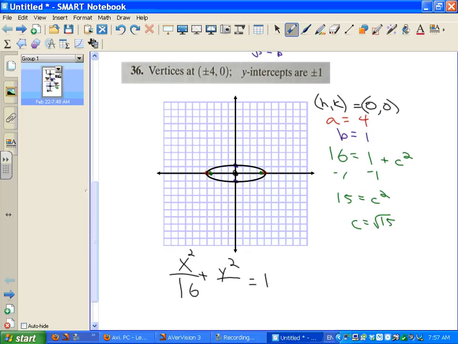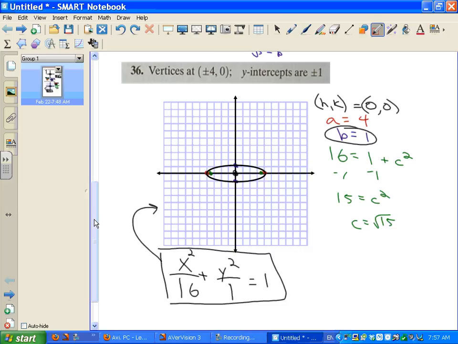16. How about b squared? 1. Right, that's this squared. All right. And there's my equation of that ellipse. So A is always your long side, and C is your focus. Yep, and B is always going to be the distance from the vertex to the short side.